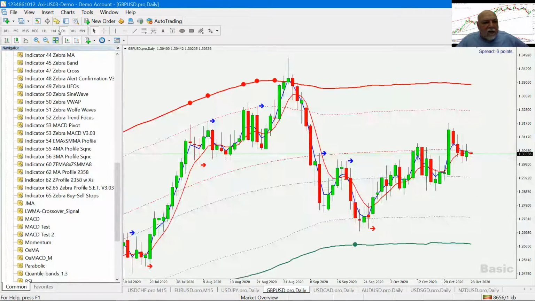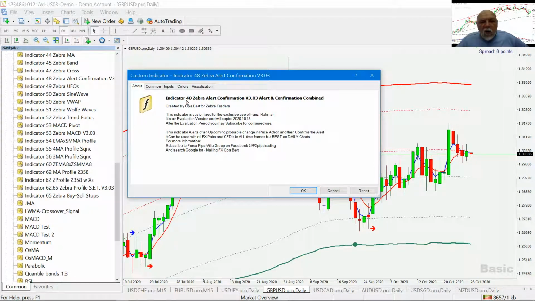Okay, let's add the alert so you can see. Now you notice that this is the alert confirmation combined. This indicator is customized for Fuzzy. I'm using Fuzzy's indicator, and it's an evaluation version, and it'll expire on the 18th.